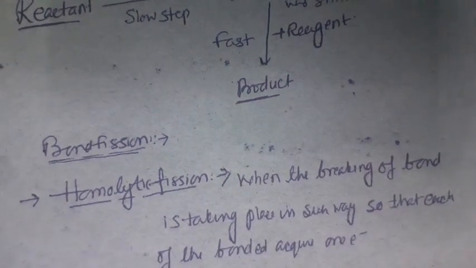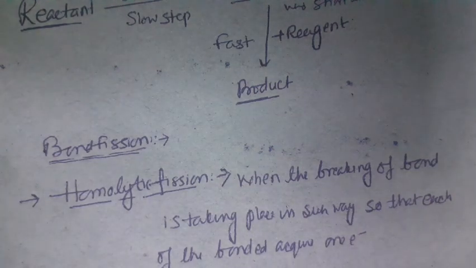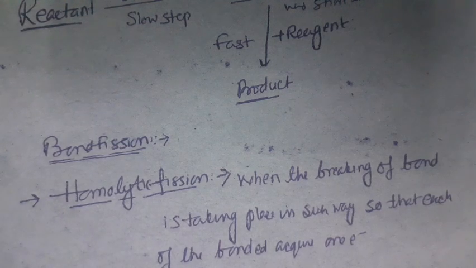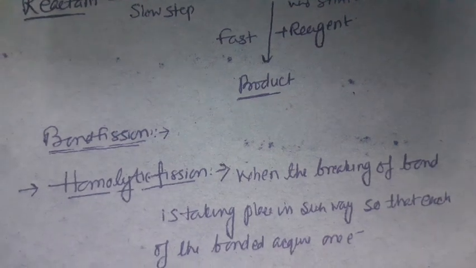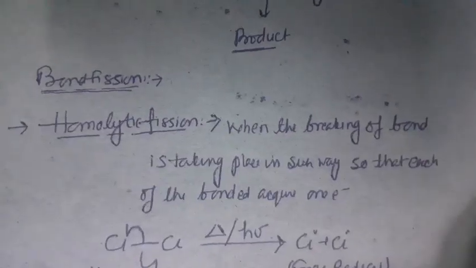It is simply understandable from the heading, bond fission. Fission means breaking, and breaking of what? Breaking of the bond between the two atoms of a given reactant molecule. Bond fission is of two types, one of which is called homolytic bond fission and the other one is heterolytic bond fission. Now, what is the meaning of homolytic bond fission?